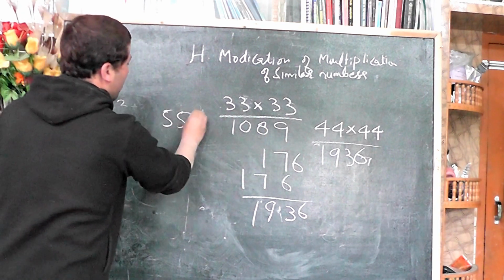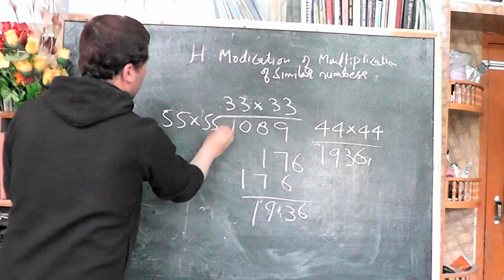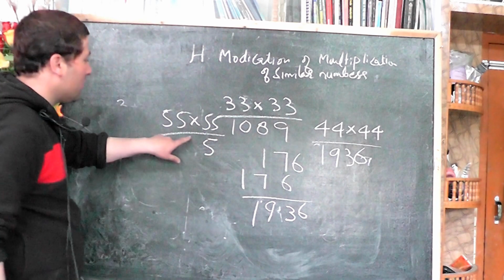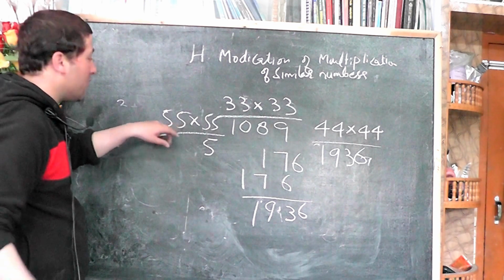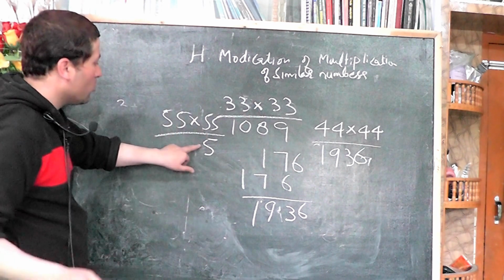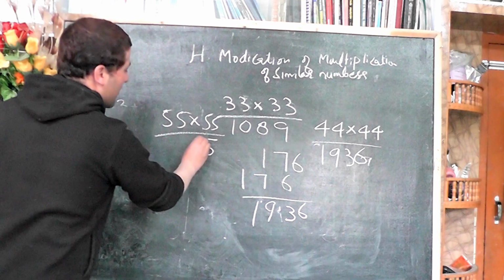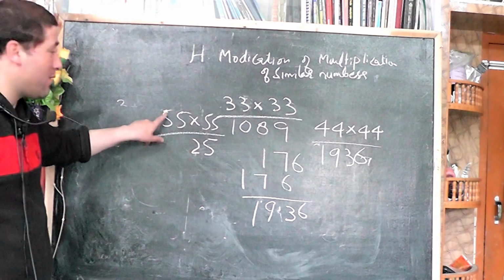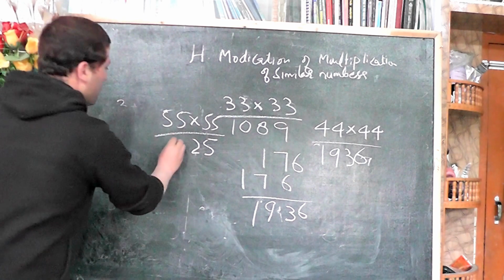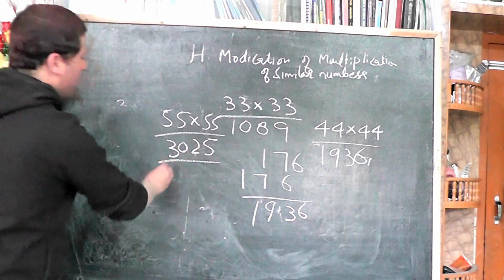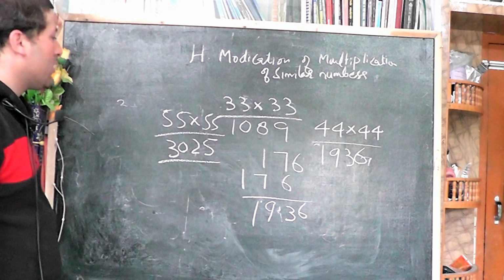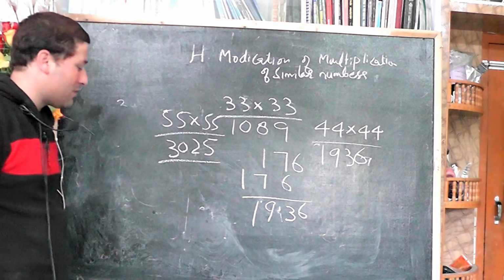Let's do this 5 and 5. So 5 and 5 is 25. 2 are carried. 5 and 5 is 25. The double of 25 is 50. 2 were carried, it is 52. That means I write here 2. And 5 is carried. 5 and 5 is 25, plus 5 is 30. So this becomes 3025. And you can do a lot more examples here.